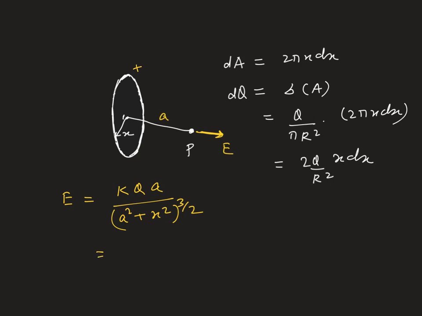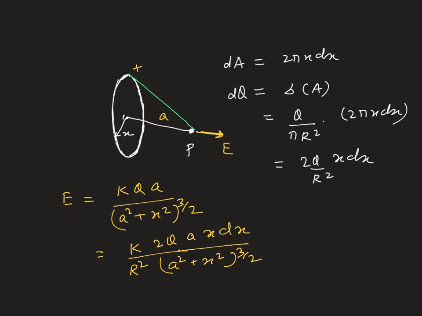So we start substituting. What is the charge on this ring? What is the q of this ring? So q of this ring is obviously 2q upon r squared, and then we have an a, and then we have an x dx, and then we have a squared plus x squared power 3 by 2.